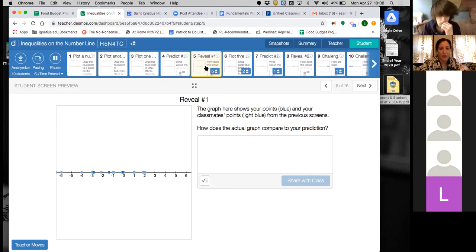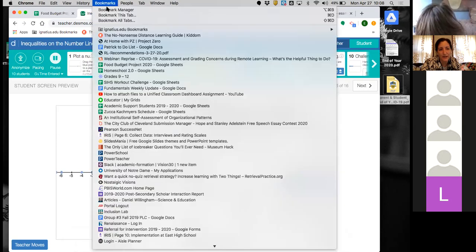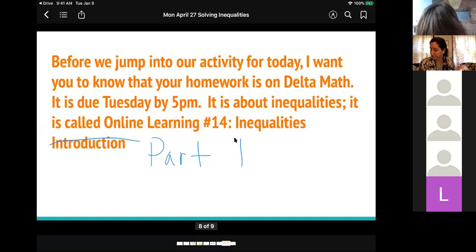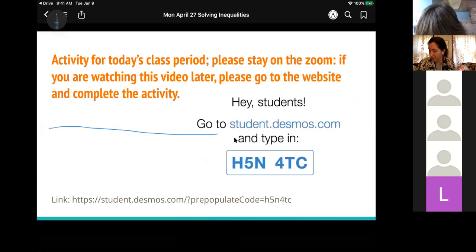All right, so I've got almost everybody now. Everyone is now caught up to reveal number 1. So I'm just going to pause you for a second. I want to talk for a second about what's going on here. When we talk about these types of graphs for inequalities, let me get back to my screen here. I just want to take a look at what that number line would actually look like.